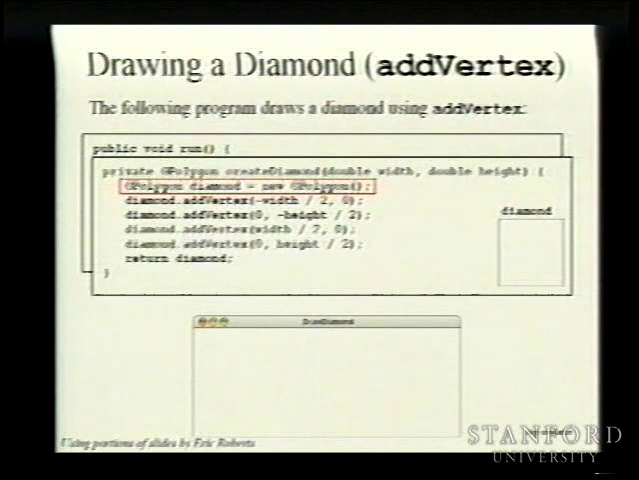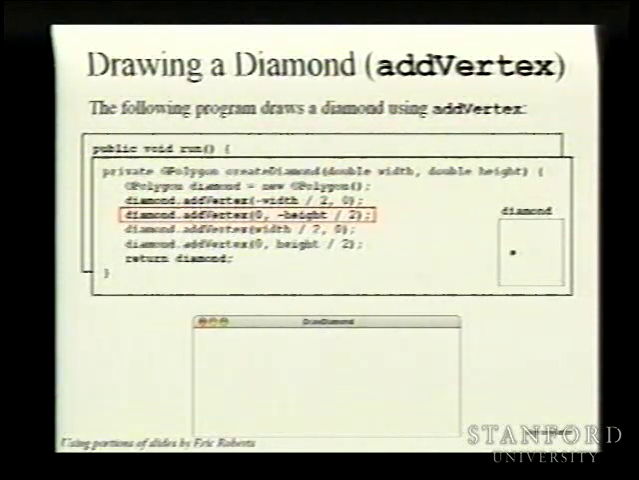So the first thing it does is create a new polygon, right? It creates a new empty polygon just like you saw before. Then what does it need to do? It needs to add the first vertex. It does this relative to some imaginary reference point that I pick. The reference point that I'm going to pick is the center of the diamond, which means my first vertex in the x direction is going to be minus width over 2.